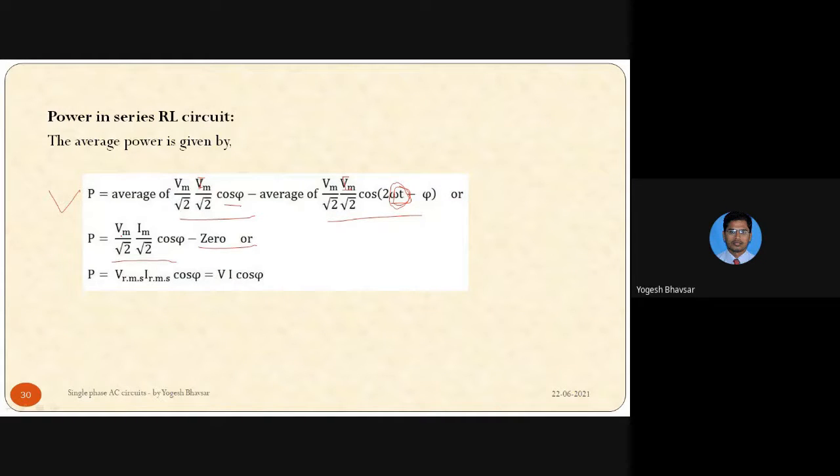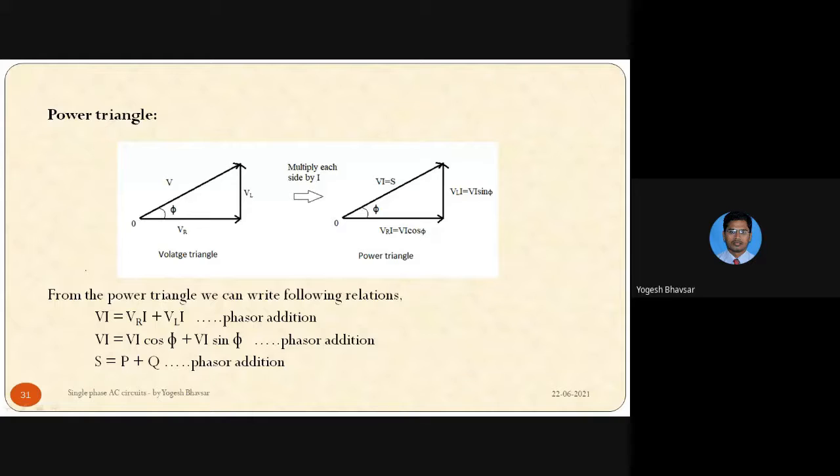So Vm by root 2 and Im by root 2 are the RMS values of voltage and current. So the final equation we have is Vrms Irms cos phi, or simply VI cos phi, in terms of watt. So this is the average power for series RL circuit. That's why we consider average power as VI cos phi.